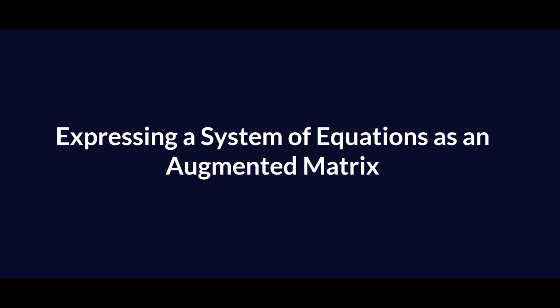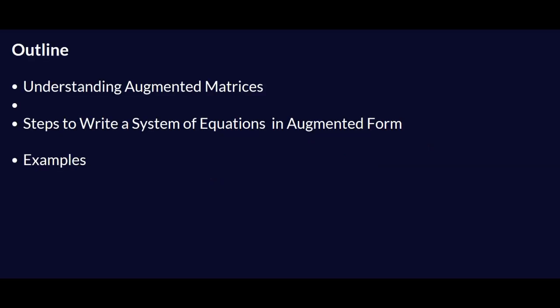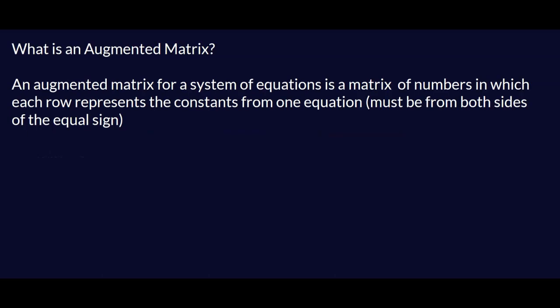Okay, let's learn how to express a system of equations as an augmented matrix. So here's what we're going to do. We're going to understand what an augmented matrix is. We're also going to look at the steps that we want to follow to write a system of equations as an augmented matrix, or in augmented form. And then, of course, we're going to do some examples together so you can see how to apply these steps.